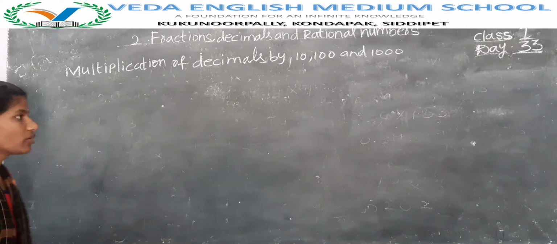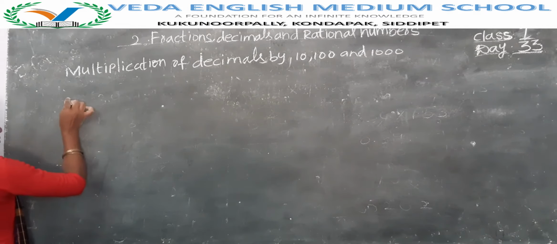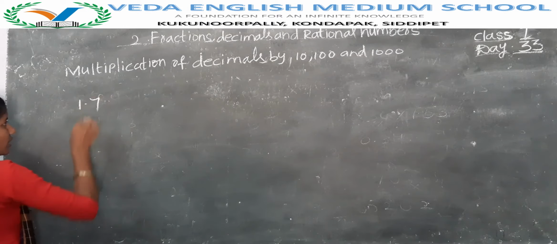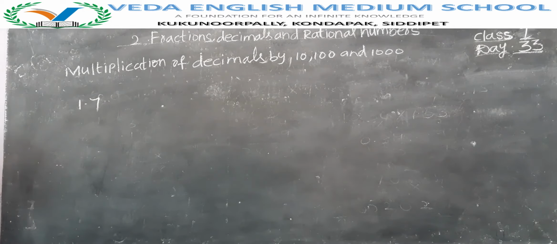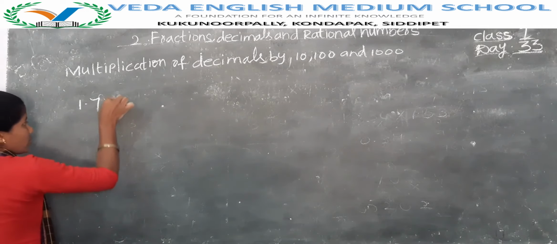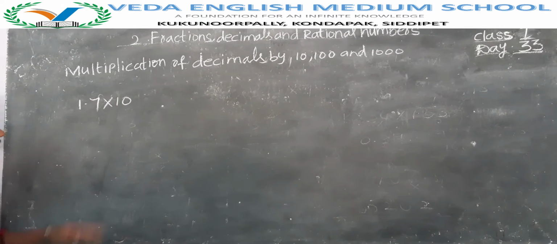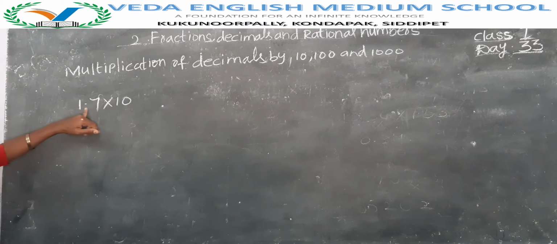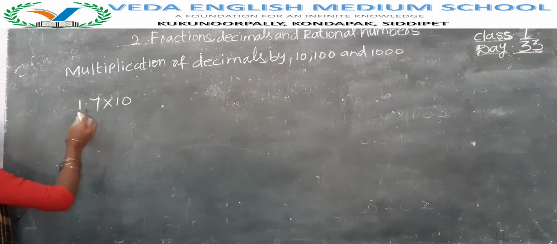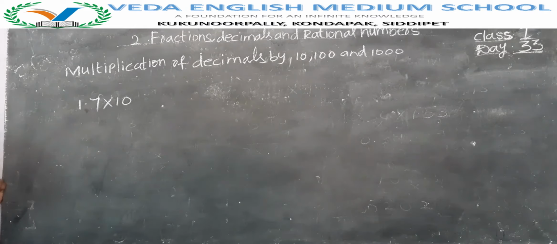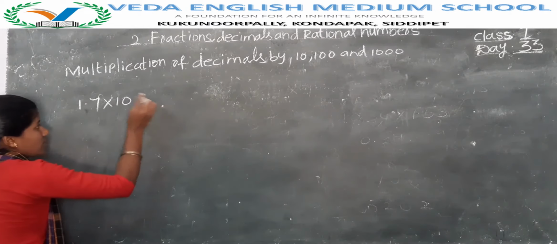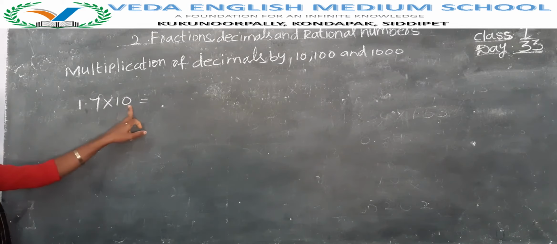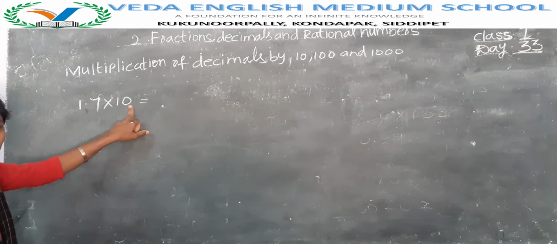Multiplication of decimals. Now how to multiply the decimals? For example, if I have one question that is 1.7. Now I want to multiply this 1.7 into 10. Just now I said multiplication of decimals by 10, 100 and 1000. Now 1.7 is a decimal number. Multiplication of a decimal number with 10 or 100 or 1000. Now I want to multiply this decimal number with 10. How to multiply? Now based on the zeros you have to keep the point in the answer.